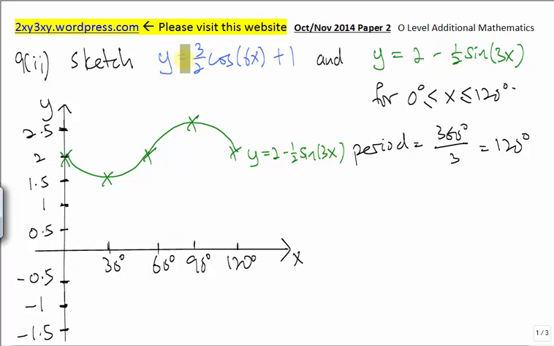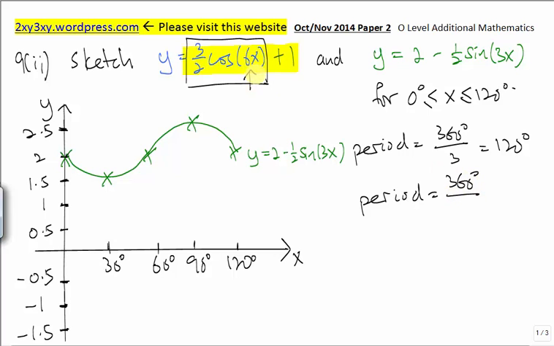Now we're going to draw this graph here. Let's concentrate on 3 over 2 cosine 6x. For cosine 6x, the period will be equal to 360 degrees divided by 6, which gives us 60 degrees. I need 4 divisions until 60 degrees, so I need another 2 divisions here. From here to here, it will give us 1 cycle of this waveform.